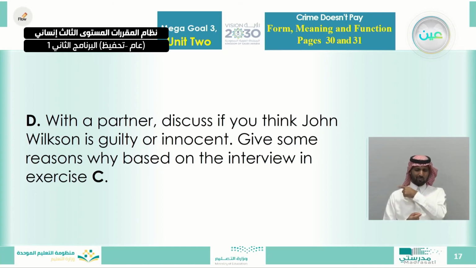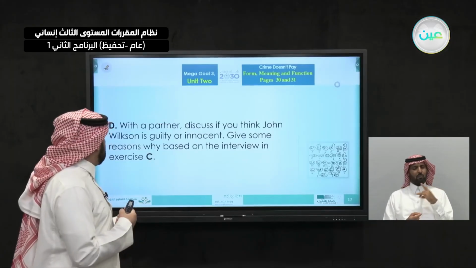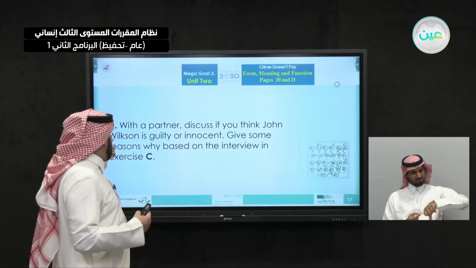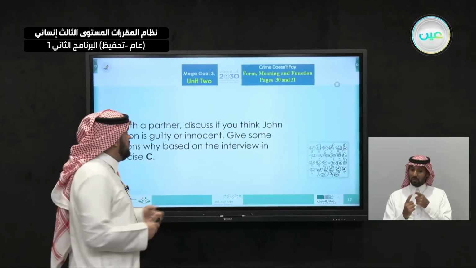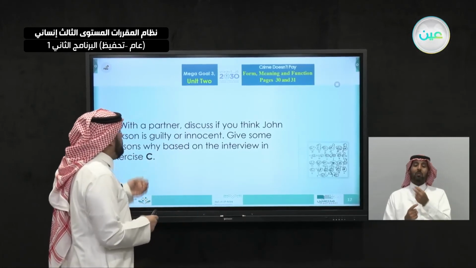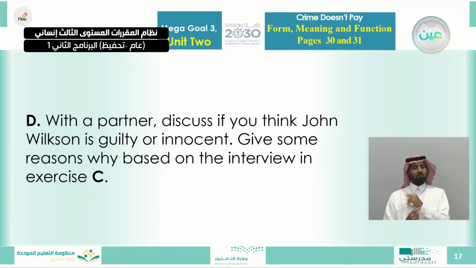From the previous conversation, you can check for this conversation about the suspect, المتهم, if he is guilty or innocent. Give some reasons why based on the interview in exercise C. So when you finish answering the exercise and checking your answers, try to give some reasons why you think that he is guilty or he is innocent. Guilty means مذنب, innocent means بريء. Okay.